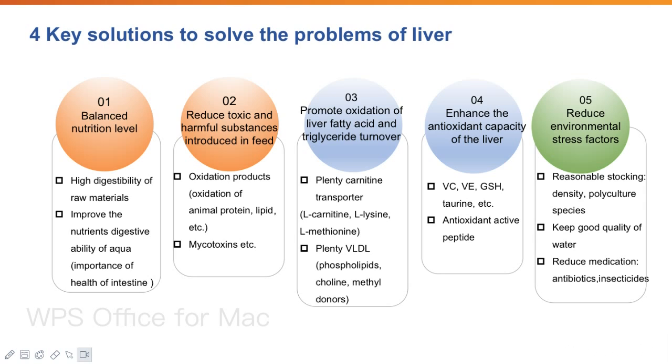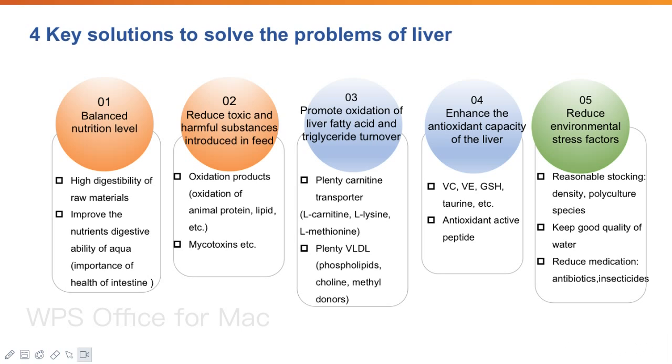It is worth thinking that how to improve the digestion and utilization of nutrients under the nutritional level. I think there are two aspects involved. One is to consider the digestibility of the raw material, and the other is to improve the conversion efficiency of the nutrients. And this is closely related to the development and health of the intestine.